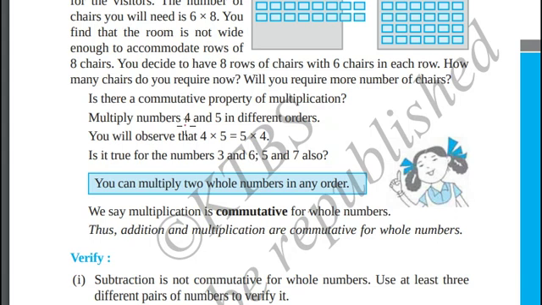Let us multiply 4 and 5. 4 times 5 is equal to 20. 5 times 4 is equal to 20. Both are same. You can multiply two whole numbers in any order. We say that multiplication is commutative for whole numbers. Thus, addition and multiplication are commutative for whole numbers.